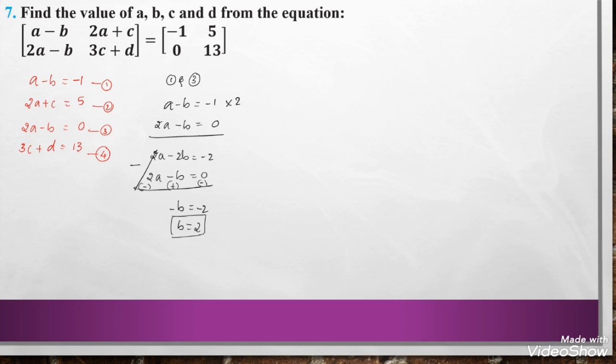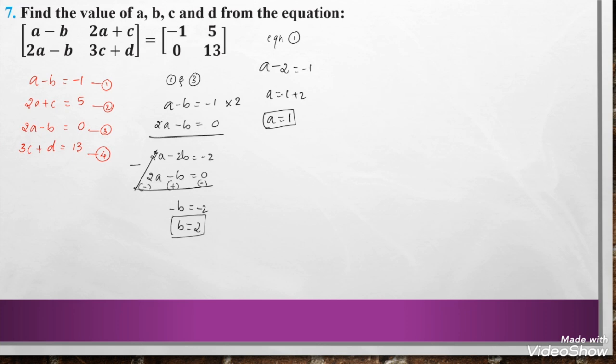Okay. So first consider equation 1. What is the value of B? B is equal to 2. So substitute in place of B, that is A minus 2 is equal to minus 1. A is equal to minus 1, with minus 2 taken to the right side it becomes plus, that is minus 1 plus 2. A becomes 2 minus 1, that is 1. A will be 1. Okay.